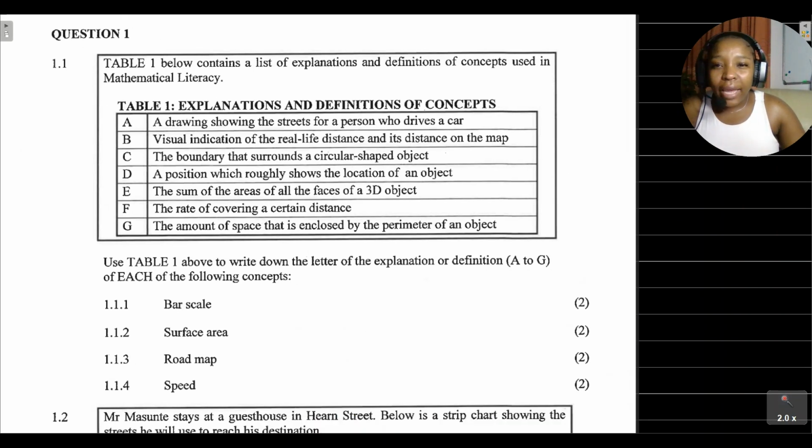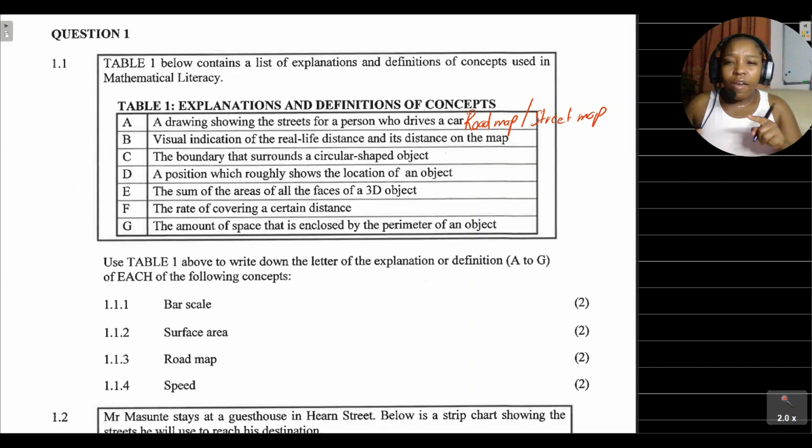A drawing showing the streets for a person who drives a car. If we have a drawing that shows streets for a person who drives a car, that sounds like it's maybe a road map or a street map. B, visual indication of a real life distance and its distance on the map. For me, if we're talking about real life distance and distance on the map, I think that is a map scale.